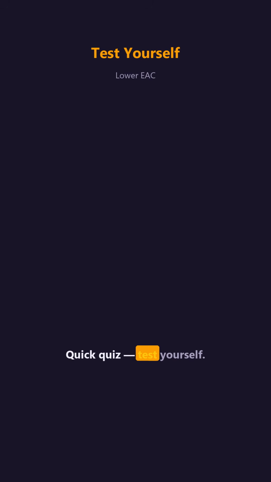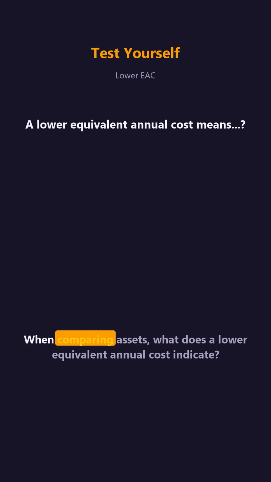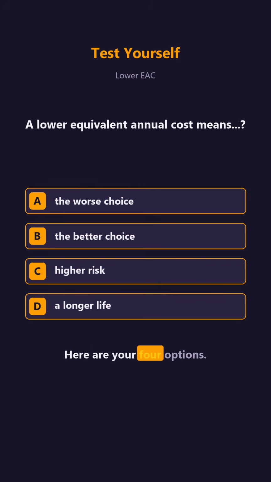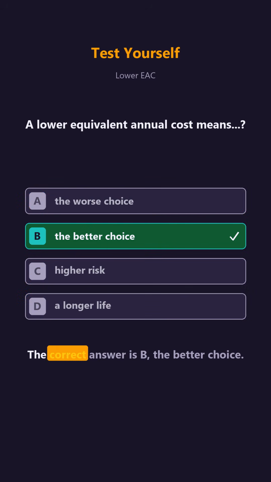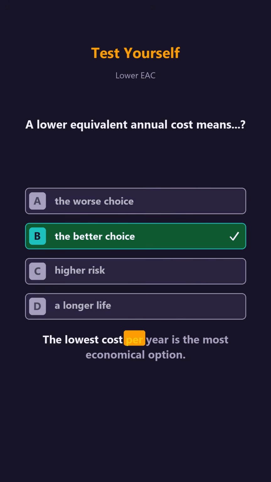Quick quiz, test yourself. When comparing assets, what does a lower equivalent annual cost indicate? Here are your 4 options. Pause the video and solve it now. The correct answer is B, the better choice. The lowest cost per year is the most economical option.